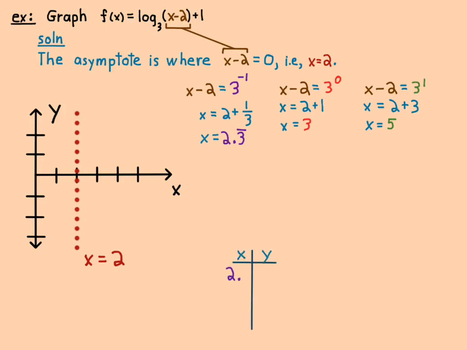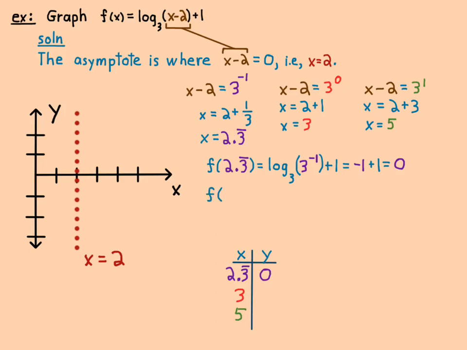And when I put those in the equation, the outputs I get, I'm computing them here, right? The 2 1/3 gives me 3 to the 1, that minus 2 is going to be 1/3, which is 3 to the minus 1. And that reduces to minus 1 plus 1, which gives me 0. So put that in there.